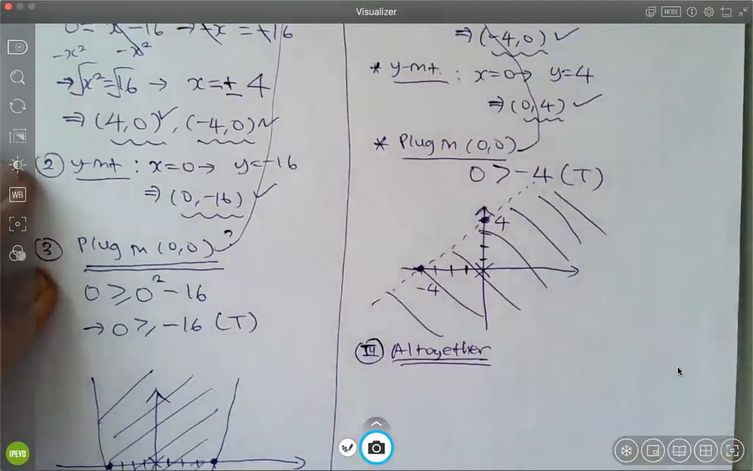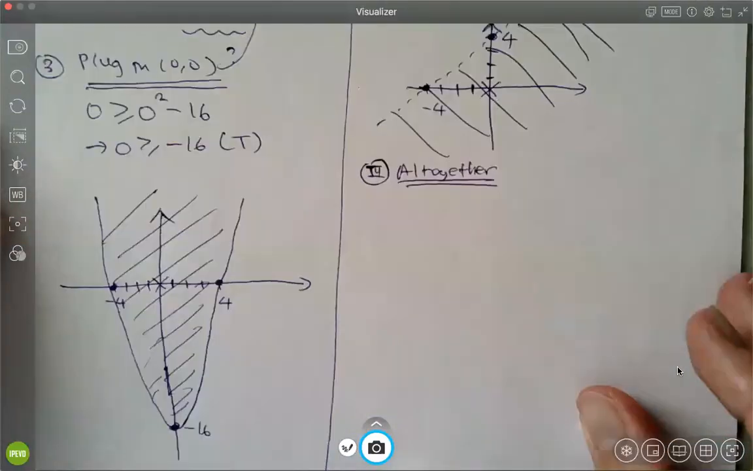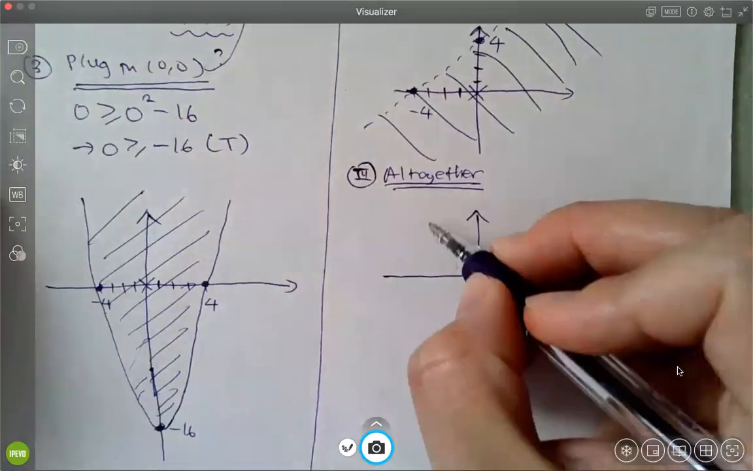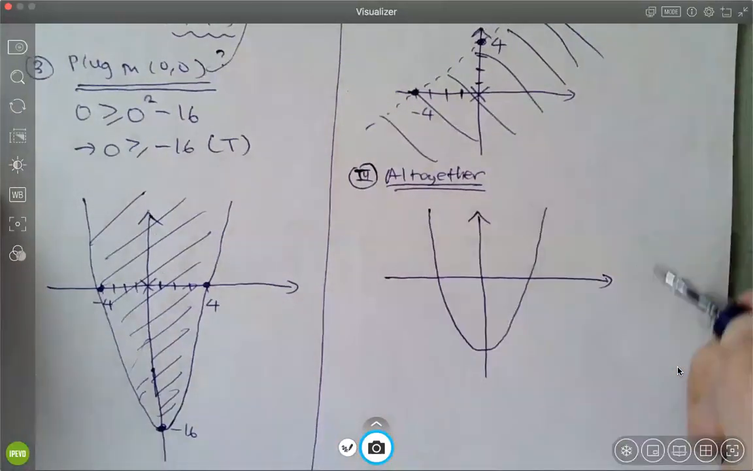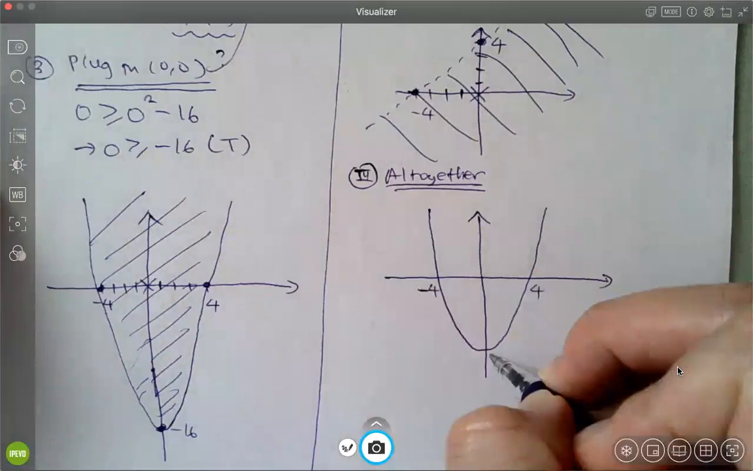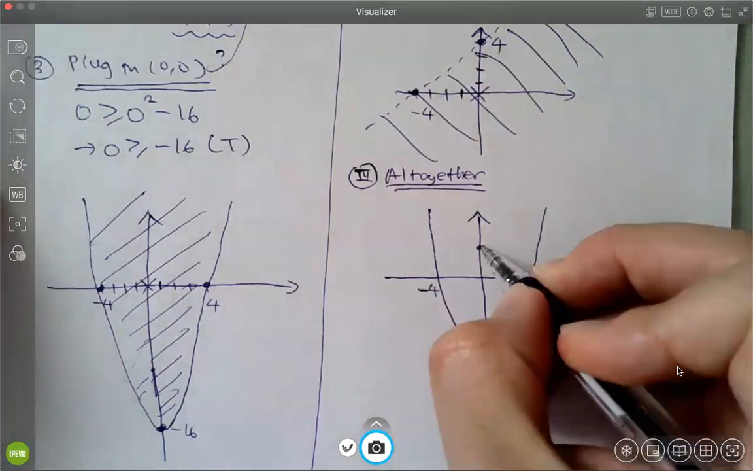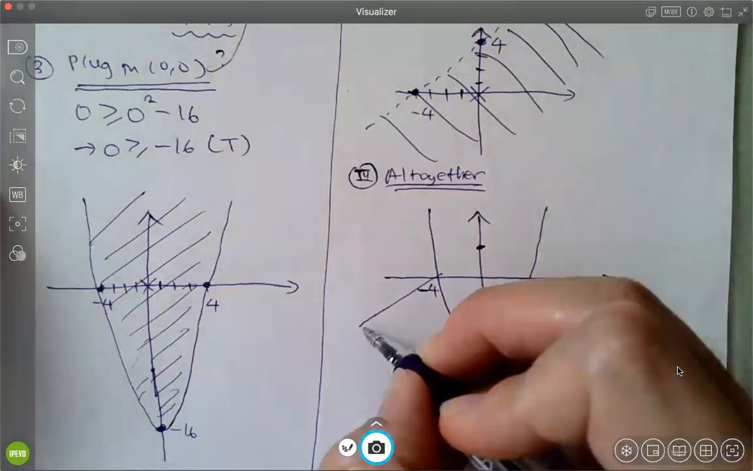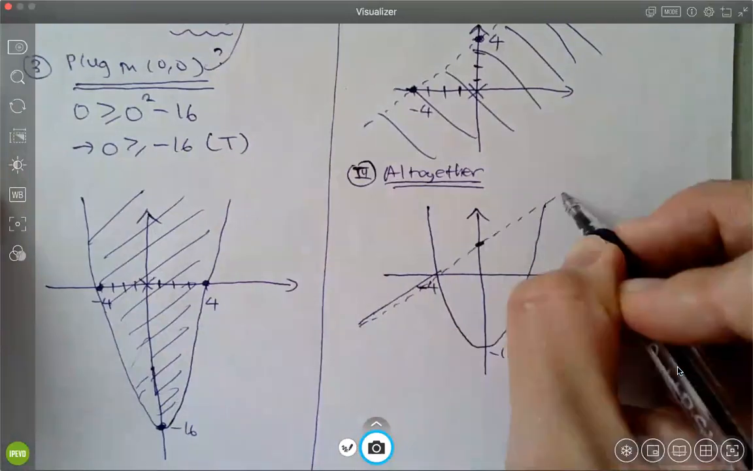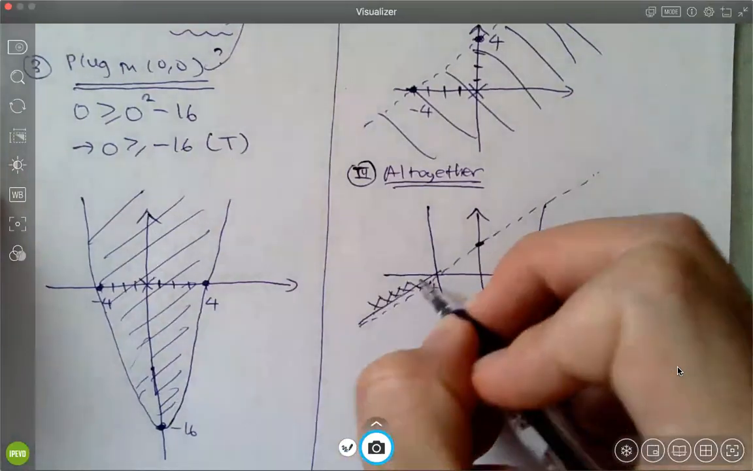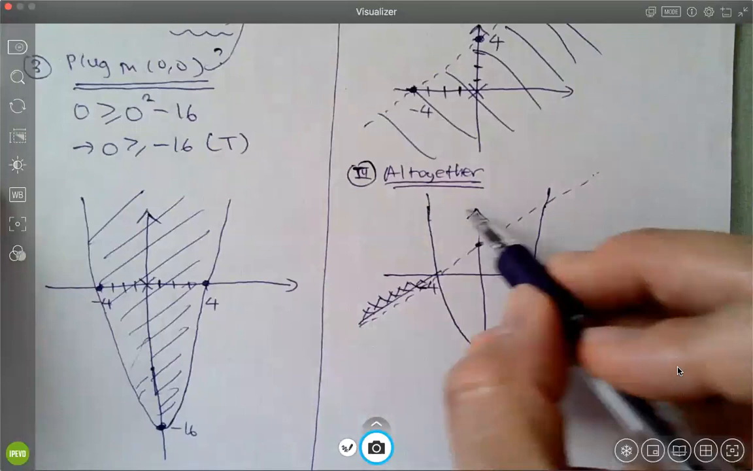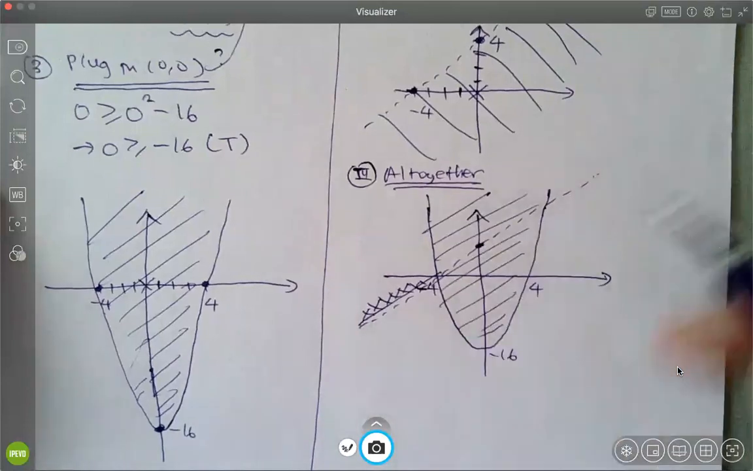Okay, so first we have this parabola, which looks like this. Okay, and then, so here it's -4, 4, and -16. And then the line passes (-4, 0) and (0, 4). So it looks something like, oops, dotted line. Dotted line, that's not a correct line. Okay, and where do we shade? Here and here, right?